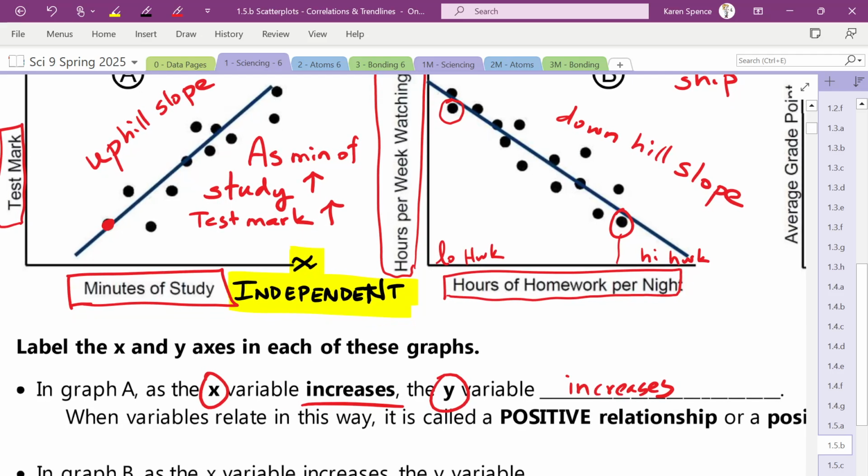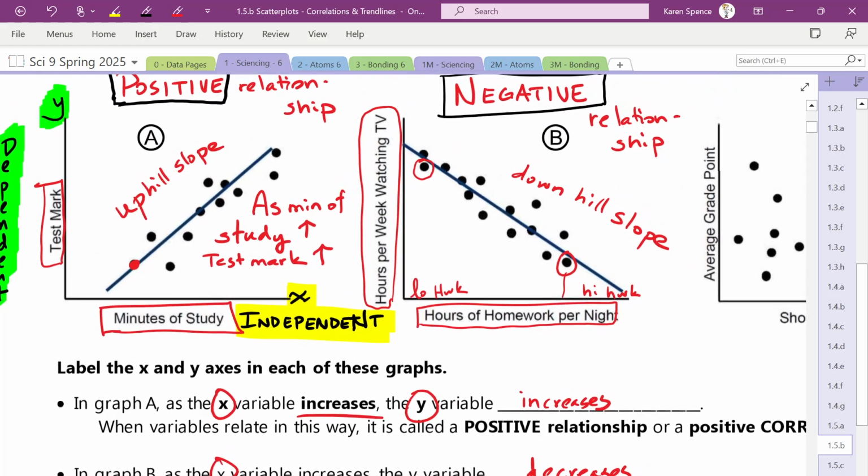Okay, so in this particular case, in graph B, as the x variable increases, the y variable does what? It decreases. So now we have two kinds of slope, an uphill slope, which is a positive relationship, a downhill slope, which is a negative relationship. In a positive relationship, the two variables do the same thing. They both go up. In a negative relationship, when one goes up, the other goes down.